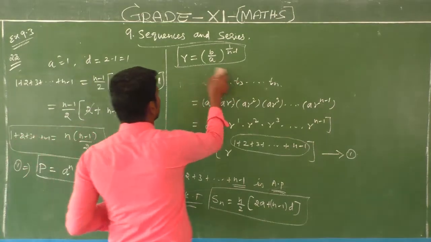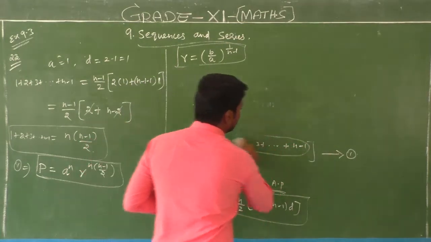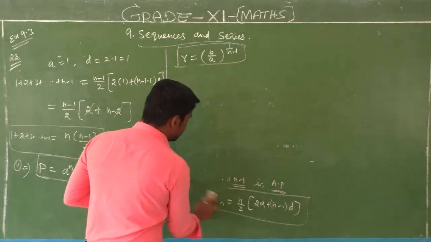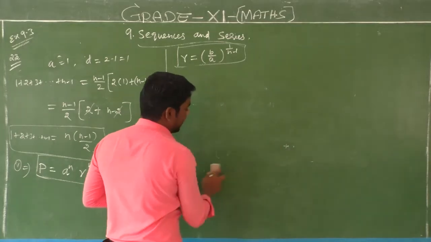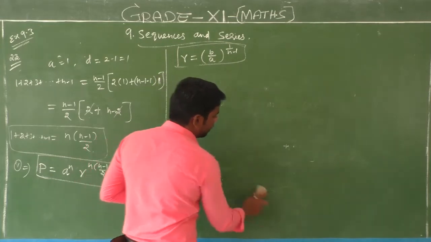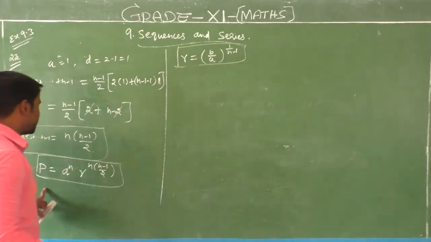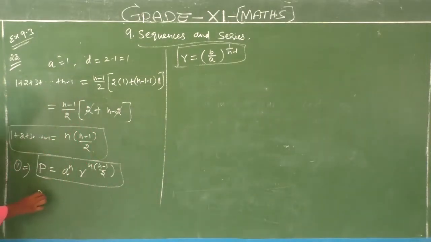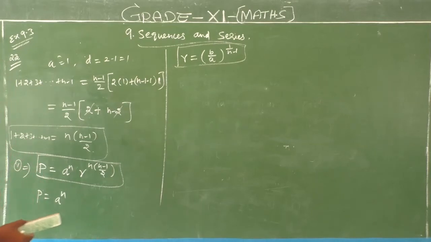Next, we also know from the given information that the nth term of this geometric progression is B, and we have R equal to (B/A) whole power 1 divided by n minus 1. Substitute this value in the equation. So P is equal to A power n into R, where R is equal to (B/A) whole power 1 divided by n minus 1.